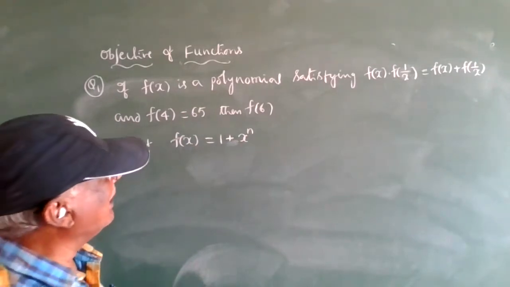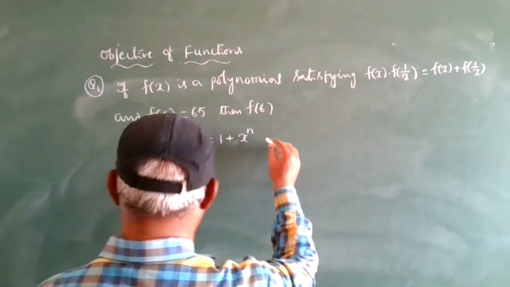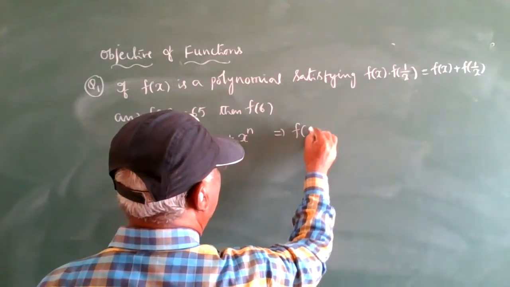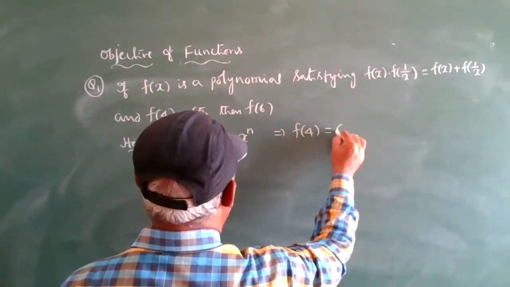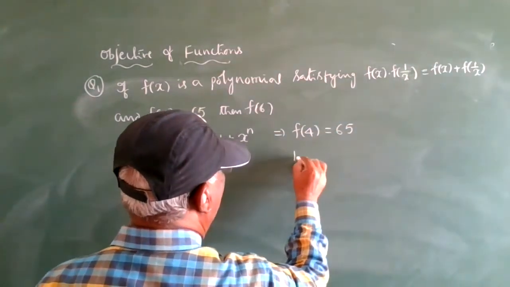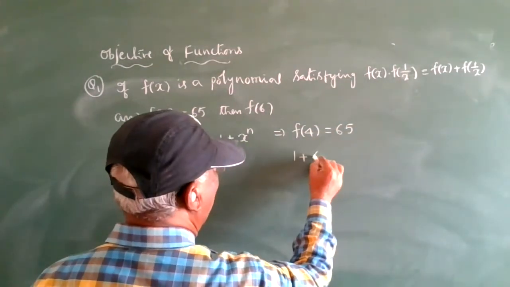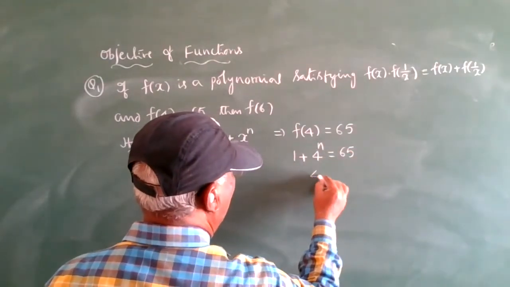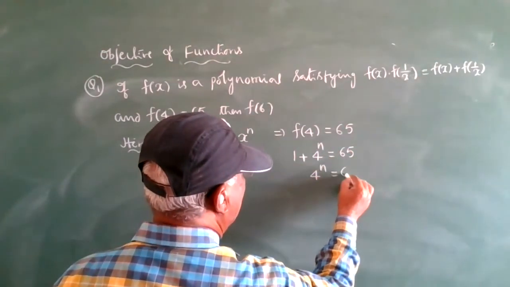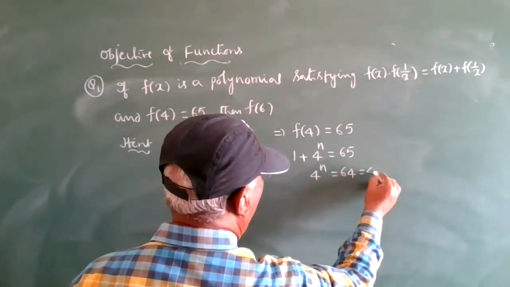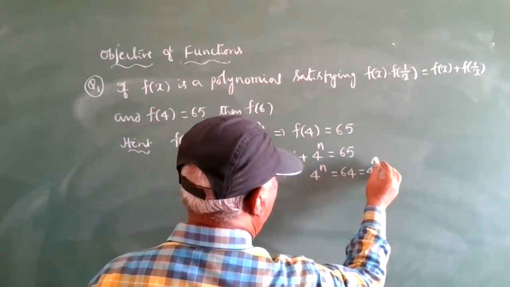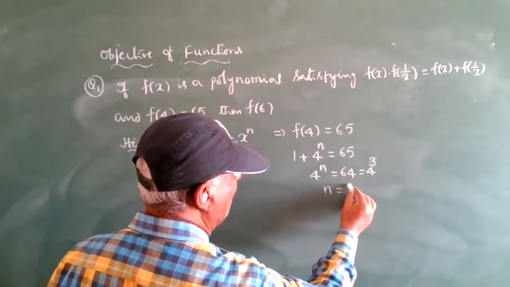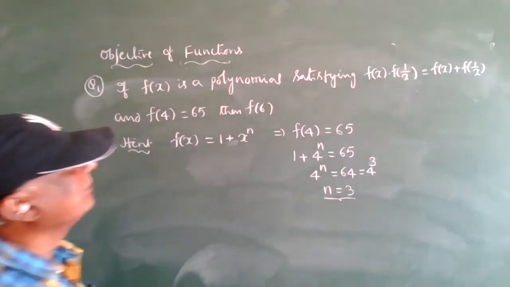So here, what is given, I will write. f of 4 is equal to 65 is given. 1 plus x placed as 4, power of n is equal to 65. 4 power of n is equal to 64. 4 cube is 64. n is equal to 3 is the answer.